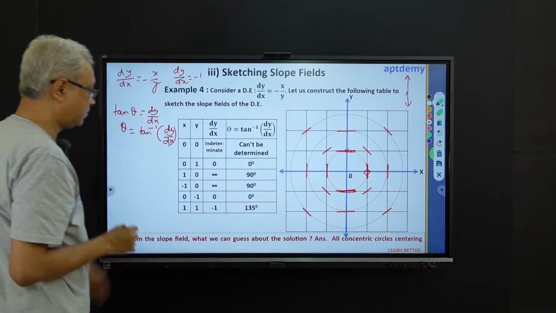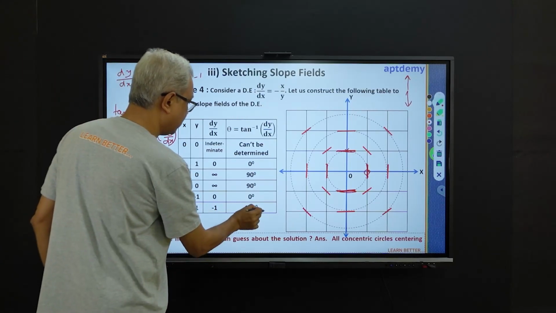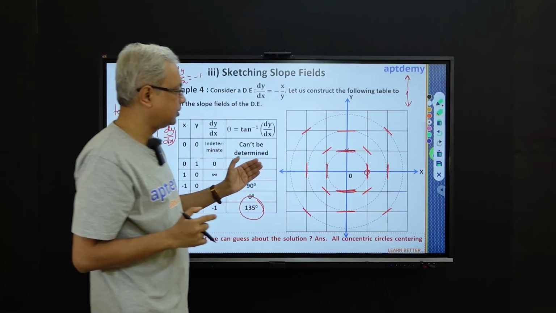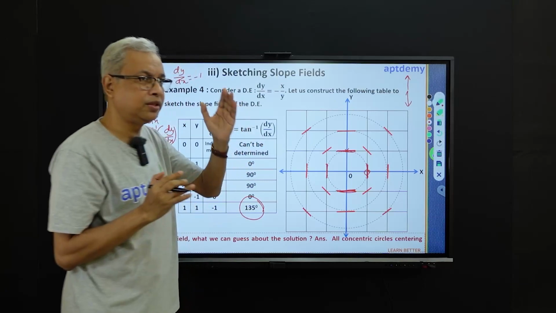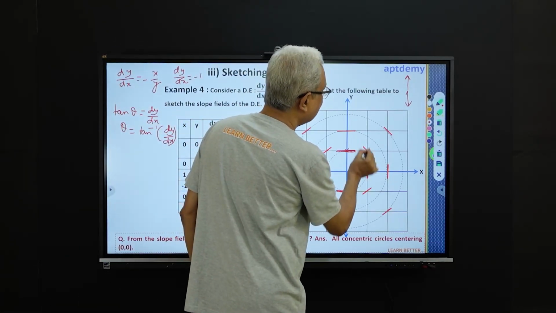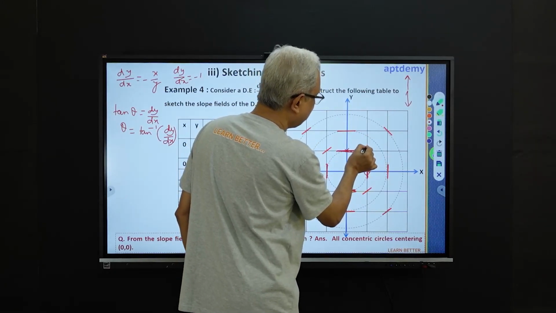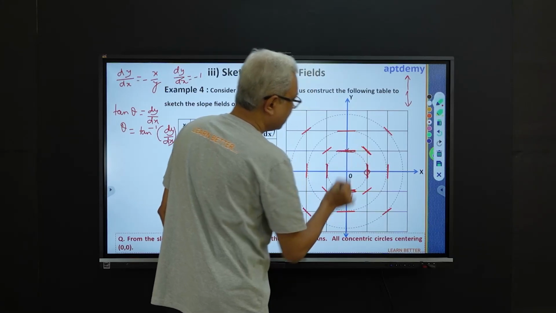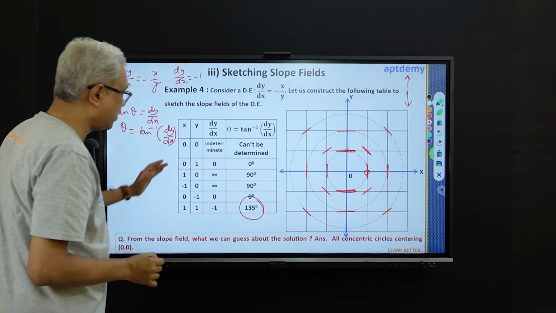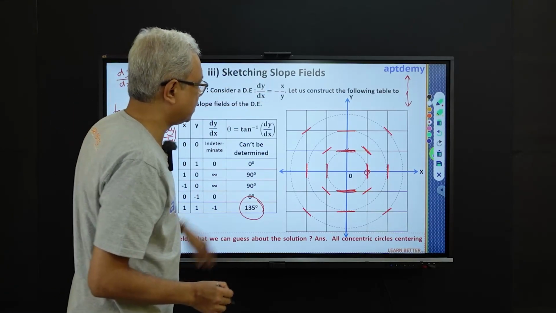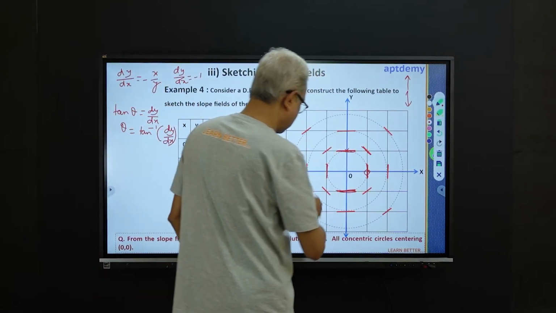So tan inverse of negative 1, theta will become 135 degrees, because the value of tan 135 degrees is negative 1. So at the point (1, -1), say, it will make an angle of 135 degrees with the x-axis. That's why it is like this. So if you calculate theta from this table, from this expression, you will get plots like this.